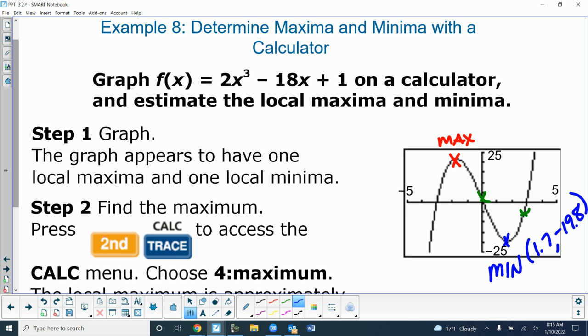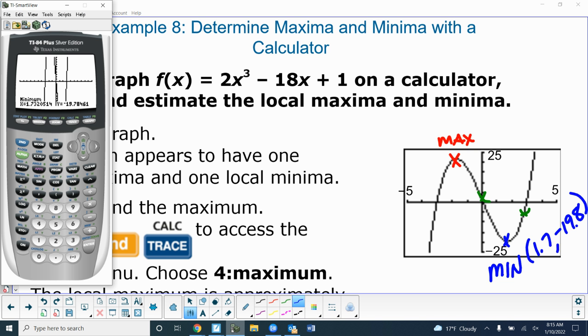Okay. Max. All right? When I do this, it's going to start here at this point where I just found. Okay? So I'm going to hit second trace again. And number 4 is max. Okay, left bound. Well, it's down here right now, at that min point. So is my cursor left of the max point? So I'm going to have to hit what arrow key to get it to the left of it? The left arrow. Okay, so just hit it and it'll come around and you'll see it.